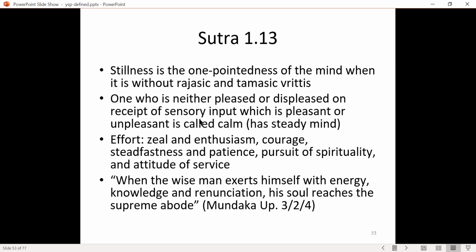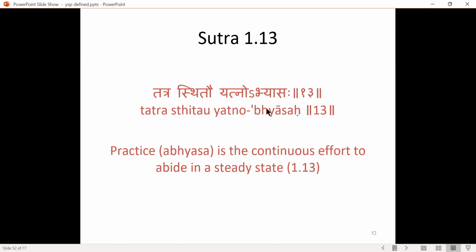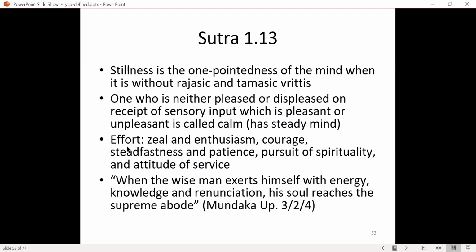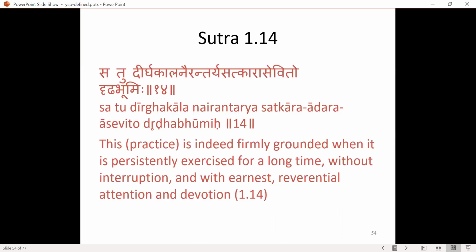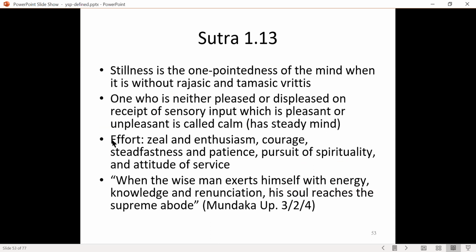And then the commentators say, it says effort, yatna. What does effort mean here? In some of the commentaries, I read this statement: effort implies zeal and enthusiasm, vigor, courage, steadfastness, patience, pursuit, or at least a strong desire to pursue spirituality. And also an attitude of service, where you're not all the time receiving, but you're able to give back to the society, to the community. All that is required to call it an effort, and you need all this to maintain that steadiness of the mind.